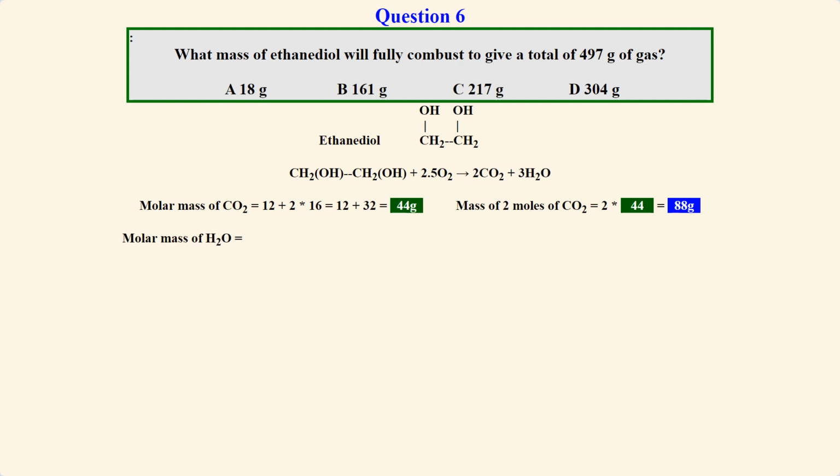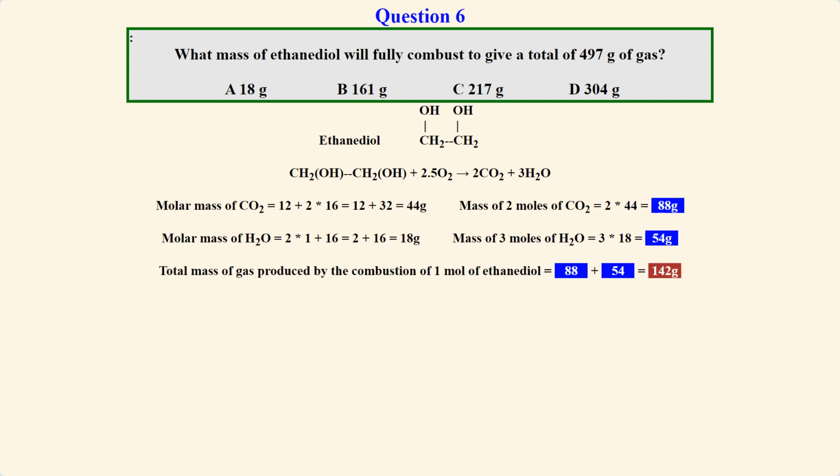Turning to the steam, H2O, the molar mass of H2O is 2 times 1, the atomic mass of hydrogen, plus 16, the atomic mass of oxygen. Adding up, we get 18 grams. And we've got 3 moles of H2O there in the equation, 3 moles of steam, so we multiply the 18 by 3, giving us 54 grams. So the total mass of gas there is 88 plus 54, 142 grams. Now that 142 grams of gas is what we get if we combust 1 mole of ethane diol.